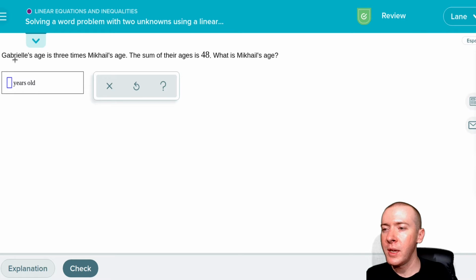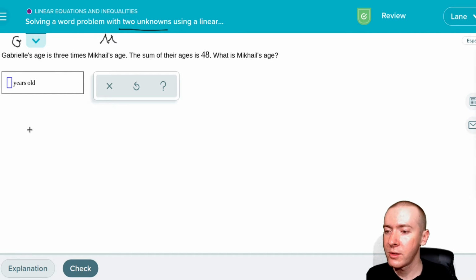This one says Gabriel's age is 3 times Mikhail's age. So I'm going to make those our two unknowns. I'm going to represent Gabriel's age with G and Mikhail's age with the letter M. This first sentence tells us that G equals 3 times M, right? So we can write that equation.